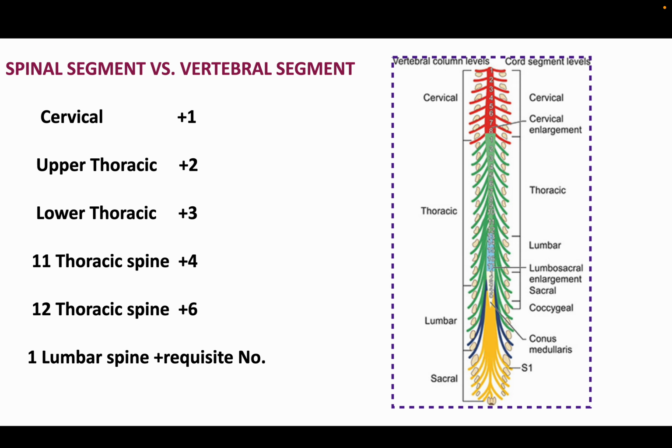In the cervical region we just add 1. So if the C5 cervical spine is visible, at this level the C6 spinal segment is lying. In upper thoracic, if it is T2, we add 2 to that, so it will become T4. Then in lower thoracic we add 3, at the 11th thoracic spine we add 4, and at the 12th thoracic spine we add 6, and at the first lumbar spine we just add the requisite number.